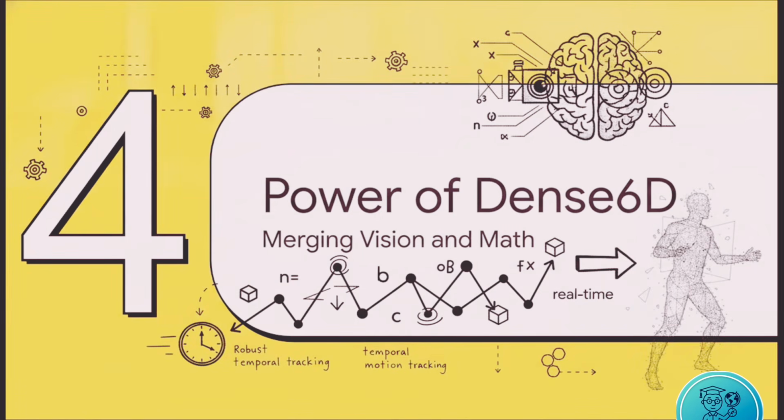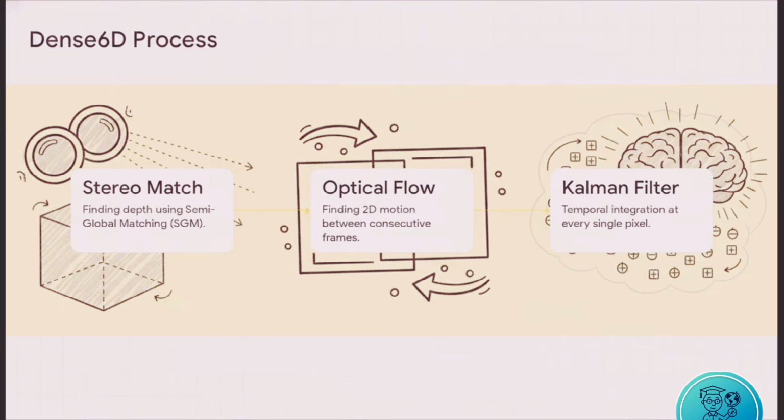Section 4, the power of dense 6D, merging vision and math. Let's look at how researchers managed to reconstruct these robust motion fields in real time. The dense 6D process breaks down into 3 heavy-hitting steps. First, it uses stereo matching to figure out depth using semi-global matching. Next, optical flow calculates the 2D pixel motion between consecutive frames. But the real magic? That happens in step 3, Kalman filtering.